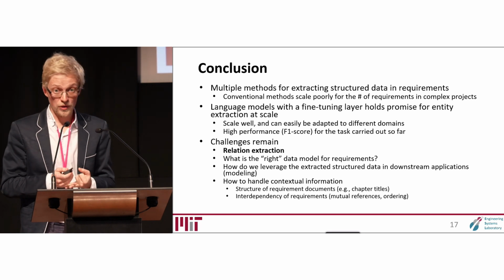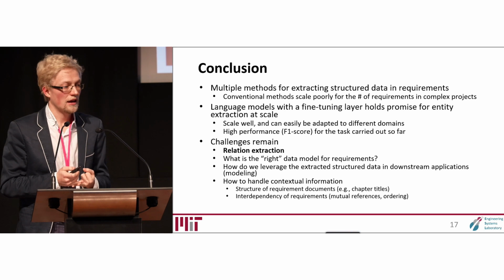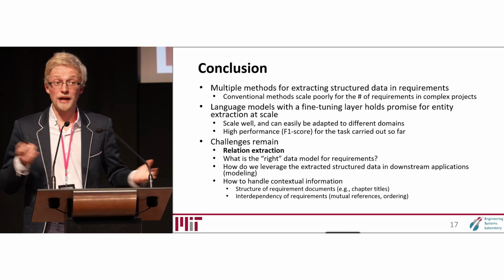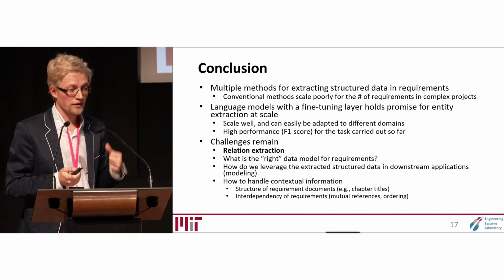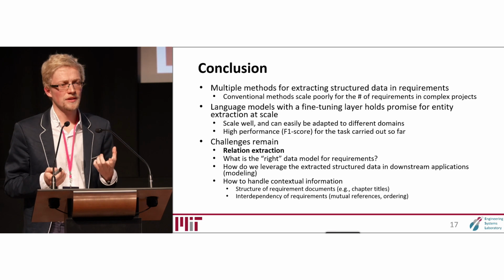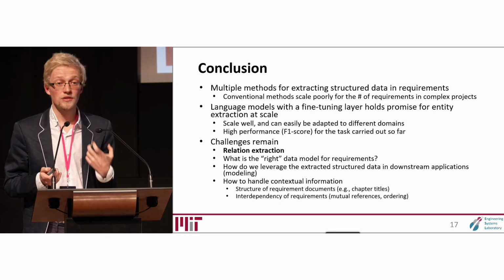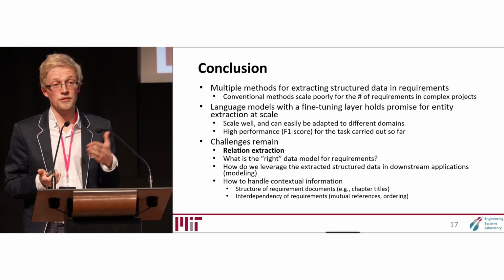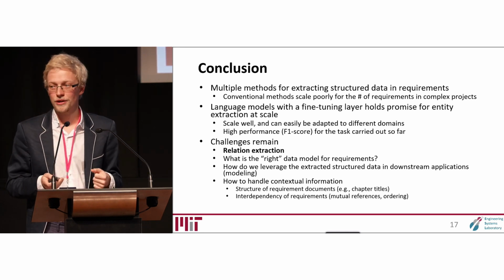One of the big questions that we have is what is the right data model for requirements? And then how do we leverage the structured data once we have it for downstream applications? And some of the other things that we've been thinking about is that sometimes the information that you have in a requirement is not enough to do that labeling correctly. You need contextual information that might be other parts in your requirements document. So that's another part that we're working on exploring.